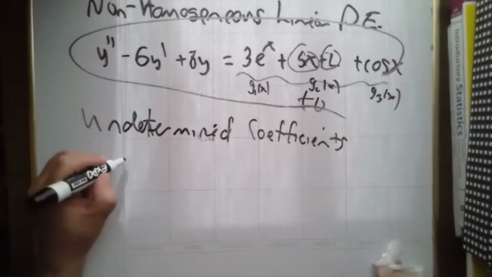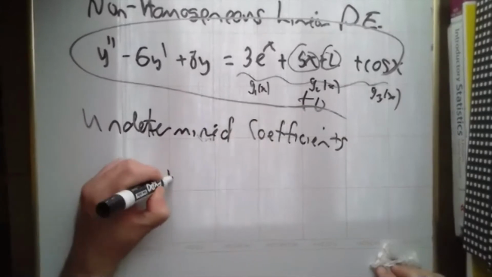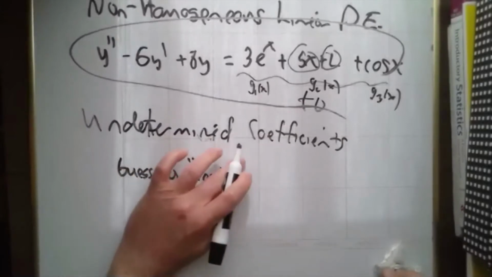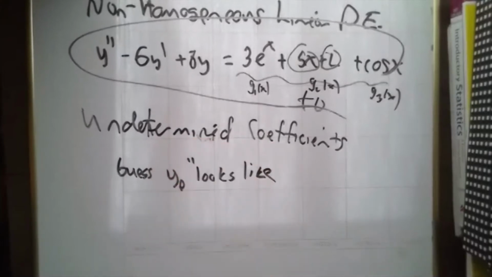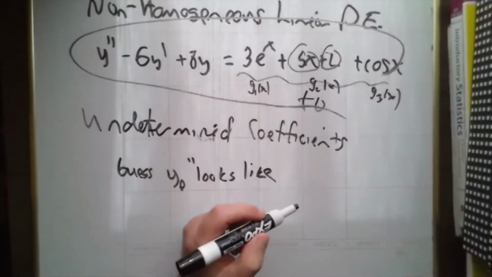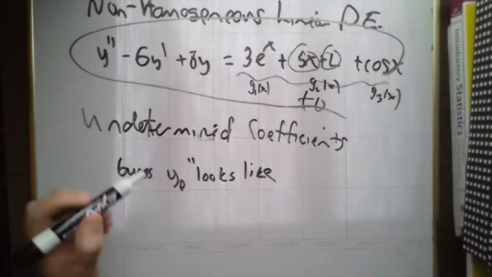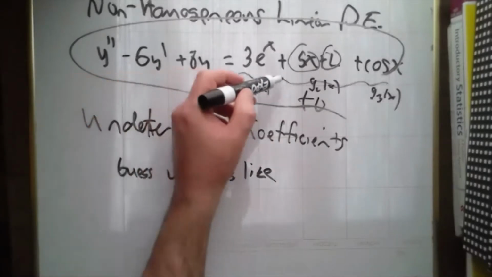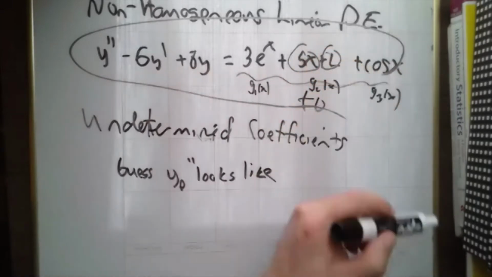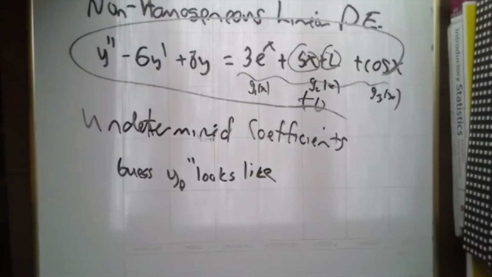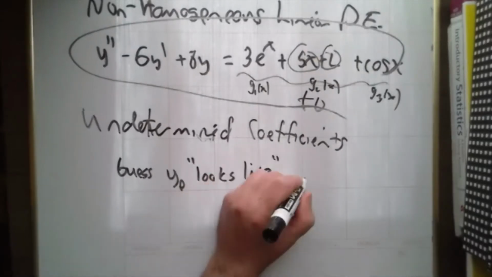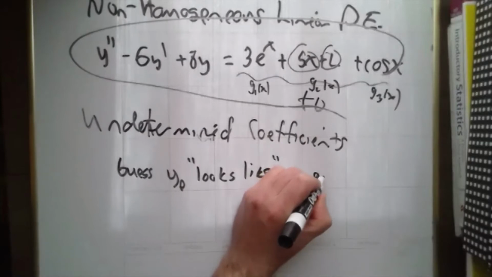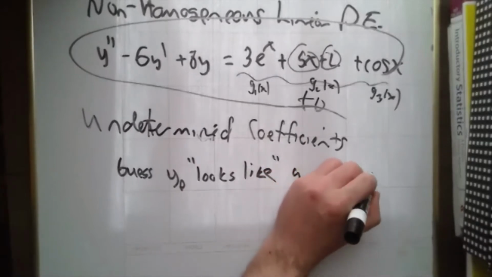And it's really a guess that that particular solution looks like some kind of function that you're dealing with, or its antiderivatives. Because remember, we're saying that when I take 2 derivatives of a function plus the derivative plus the original, I get something that maybe looks like cosine. Well, whose derivatives could give us cosine? Sines. So our yp will look like our g's and/or its antiderivatives.